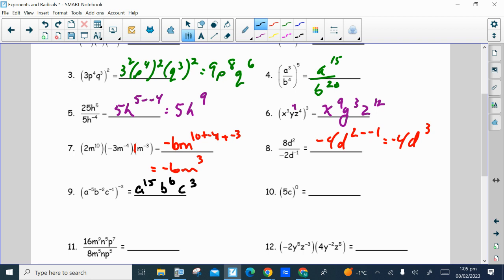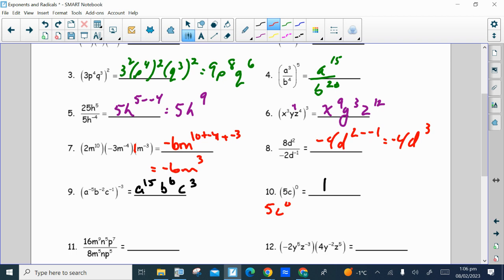Olivia, what's the answer for question 10? That's right, 1. Anything to the power 0 is 1. Now, I want to show you something. What if you write it without brackets? Like that. Ava, what do you think that answer would be? Would it be the same? Would that be 1, or is it something different? You think it's the same?